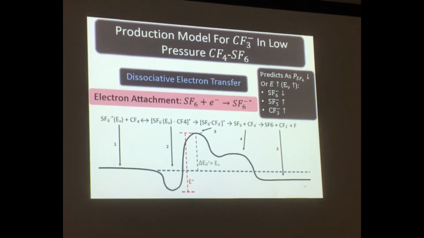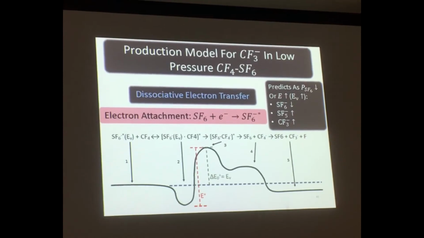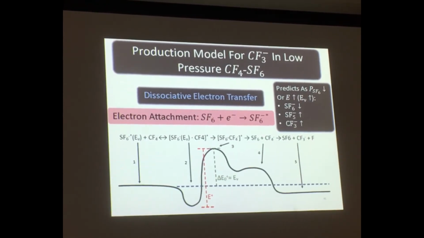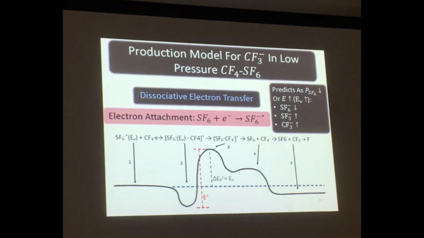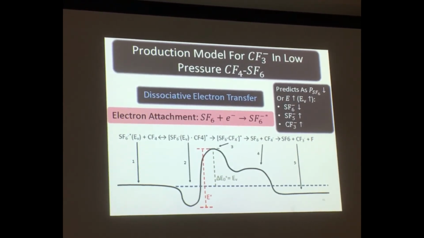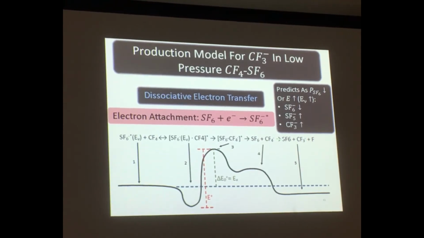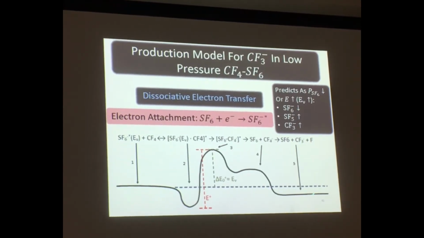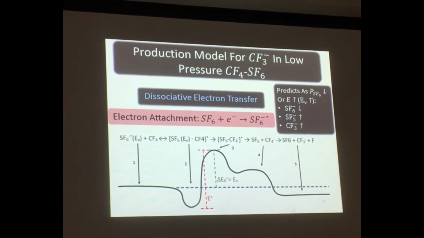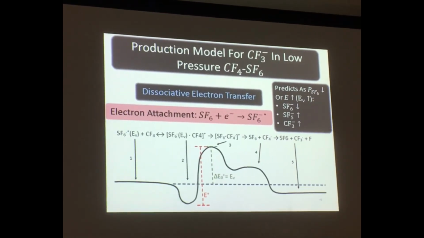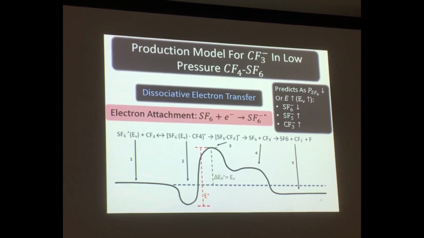But I need to mention that CF4 minus doesn't want to have an extra electron. It has no stable negative ion state. Unlike SF6 minus, there's nothing like that for CF4. So it auto-dissociates. It breaks up and forms CF3 minus plus fluorine. So this is why it occurs in SF6 and not in the drift experiment. And then here's the CF3 minus.